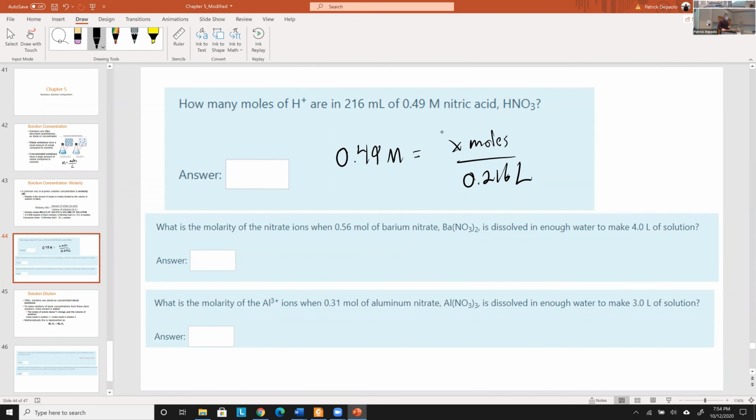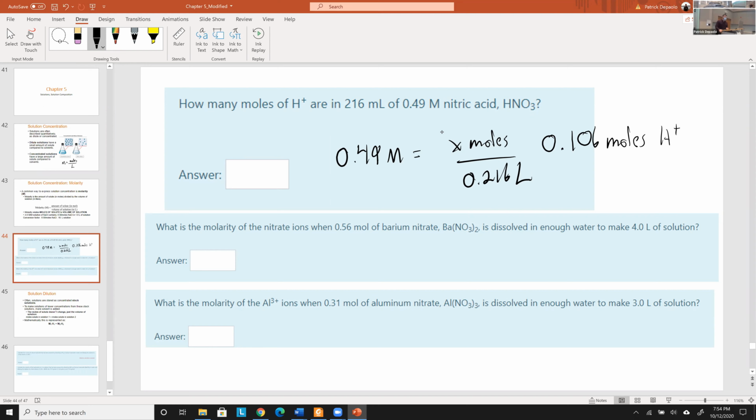Now keep in mind, what is it asking? It's asking for how many moles of H plus, not HNO3. In this case, we're lucky that H plus is in a 1-to-1 ratio with HNO3. Not always going to be the case. So if we multiply these together to figure out the moles, we get 0.49 times 0.216, and we get 0.106 moles of H plus.